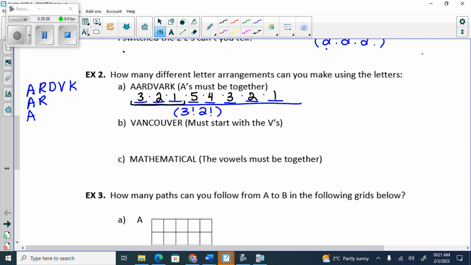No, we have to multiply by 6, because it says together. It doesn't say together at the front. So remember, there are 6 ways I can move that around. So this should be 360, because you're going to end with 3 factorial, 6 factorial, over 3 factorial, 2 factorial, those cancel, 720 divided by 2 is 360.